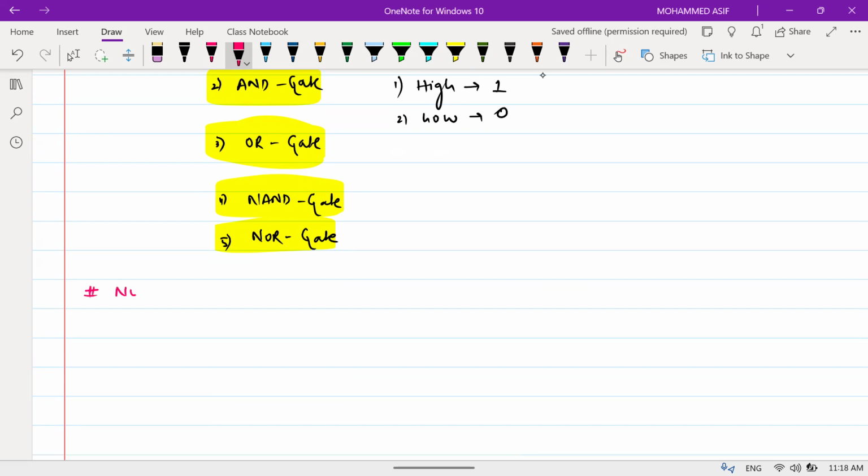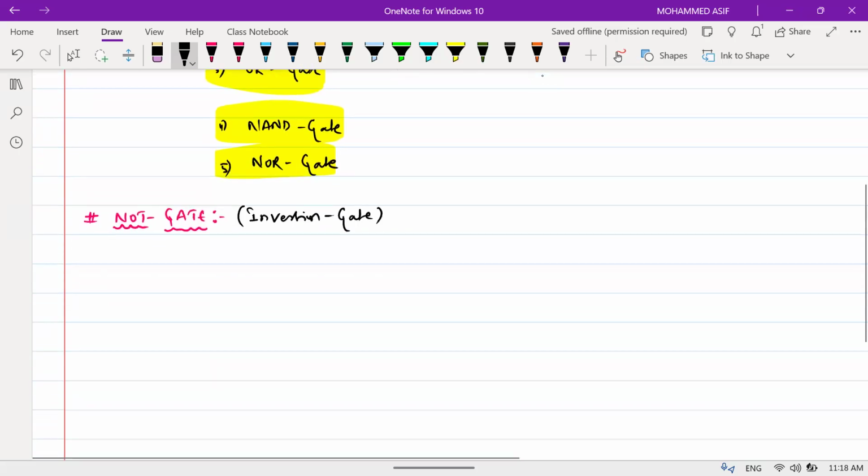First one is your NOT gate. What do you mean by NOT gate, beta? It is inverse. It is your inversion gate, beta. If the input is yes, the output will be no. The basic symbol is like this: there's an arrow mark with a knot on this symbol. So the output will be here, and this will be the input.